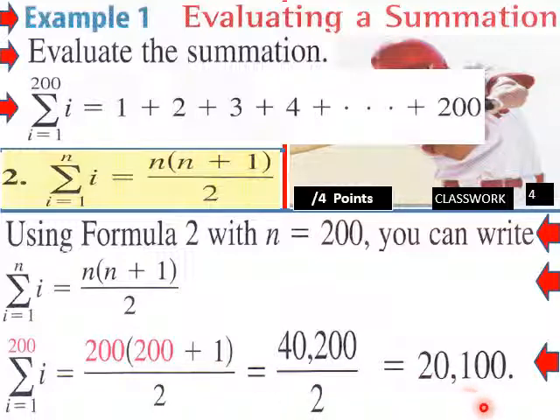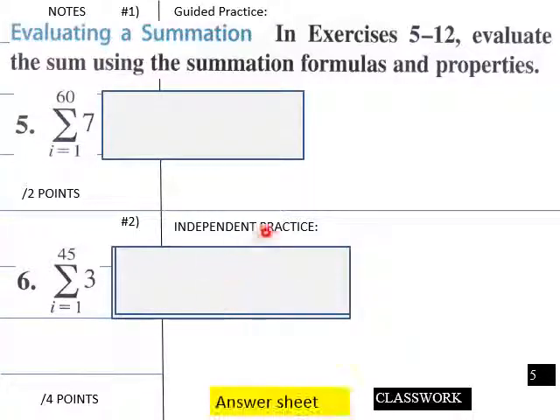This would be 20,100 is what this summation would be, using this very important formula right there. Let's try one now. Evaluate the sum using the summation formulas and properties. We have an upper limit here of 60, i equals 1, 7 for our guided practice. And then students, this is your independent practice down here. I'll let you do that.